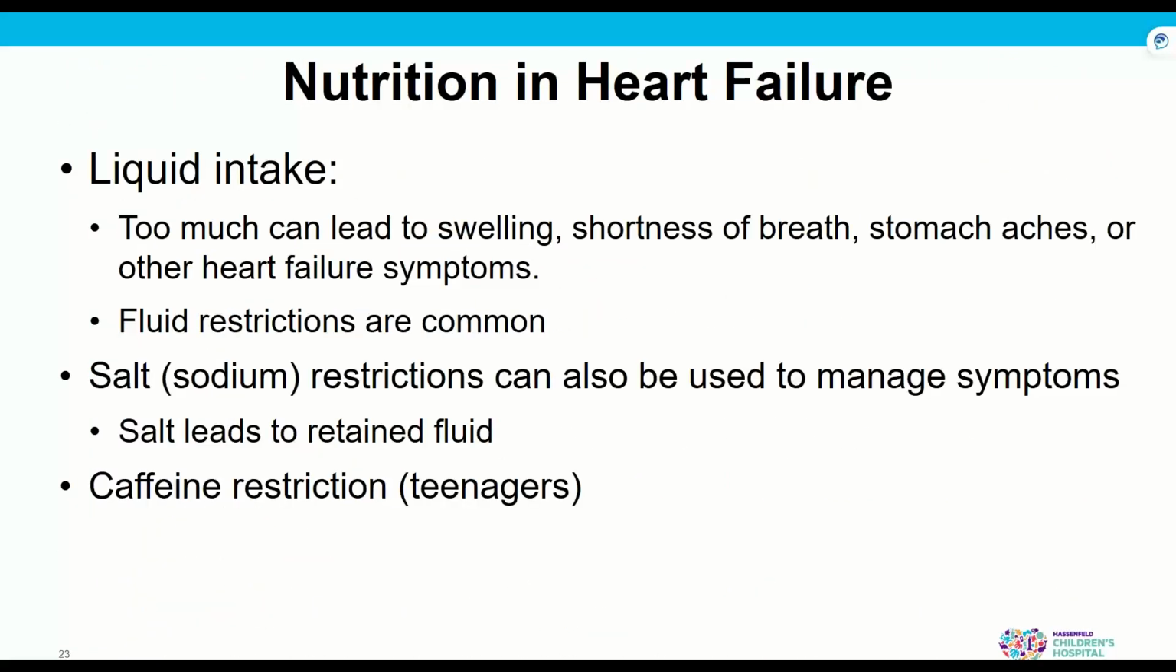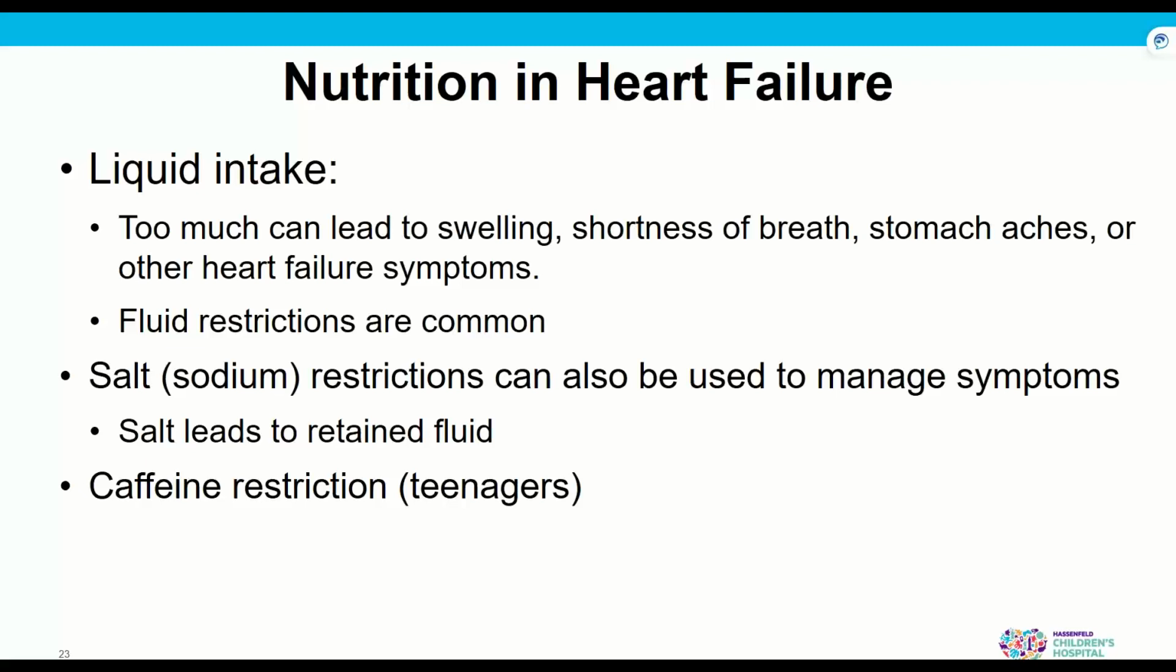Liquid intake. So we know that too much liquid can lead to swelling or edema, and that fluid then can go into the lungs and cause shortness of breath. It can also cause stomach aches, again, because of the swelling of the intestines, or can lead to other heart failure symptoms. So it's very common for especially our patients who have advanced heart failure, where we'll restrict them to maybe 1 liter to 2 liters a day of fluid.